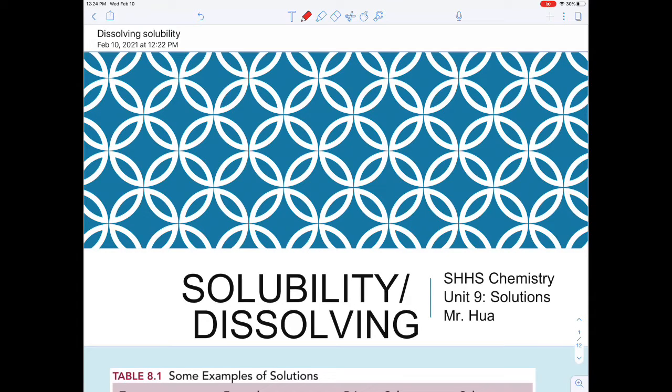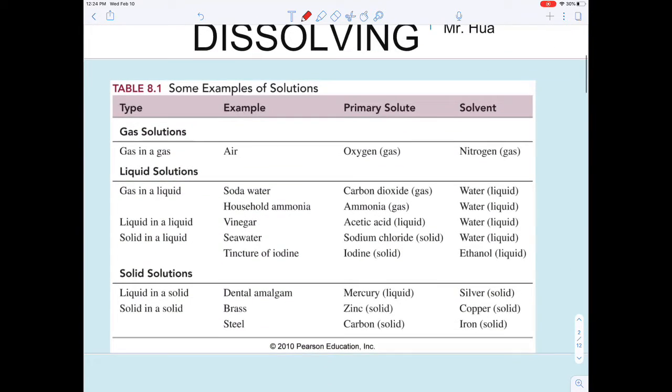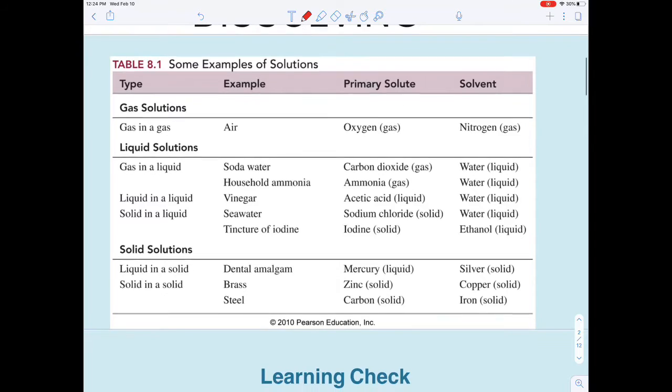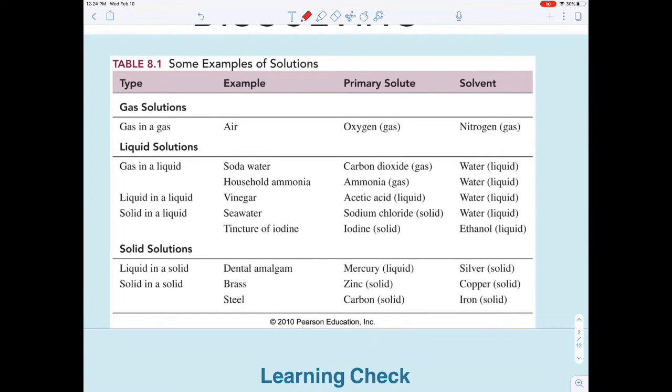Hi everyone, today we are focusing our lesson on solubility, and we'll start talking about dissolving and how that process works. So when we talk about solutions, I just want to remind you all that we have two parts, right? The first part is the solvent, and this is the main thing that's dissolving the other stuff. And then you've got your solute, which is all the other stuff that's being dissolved.